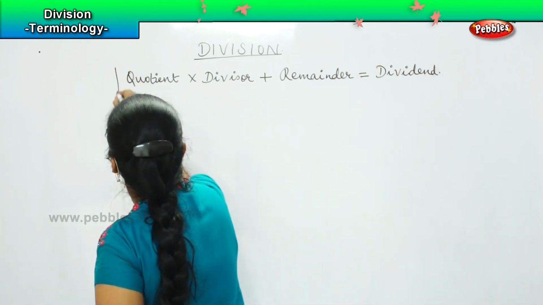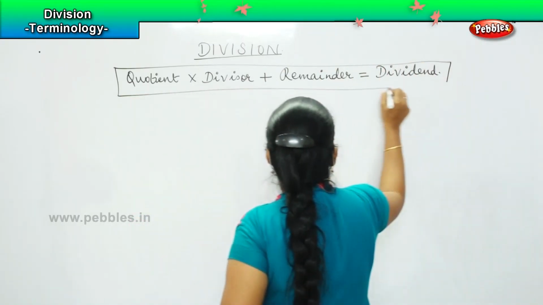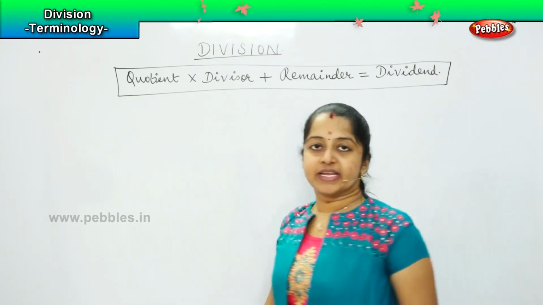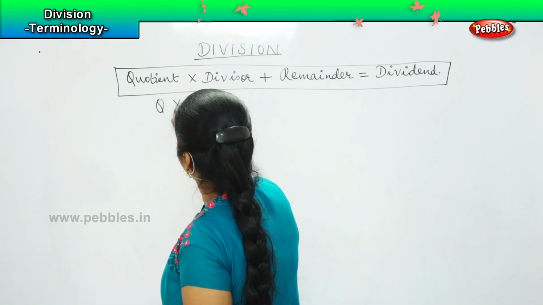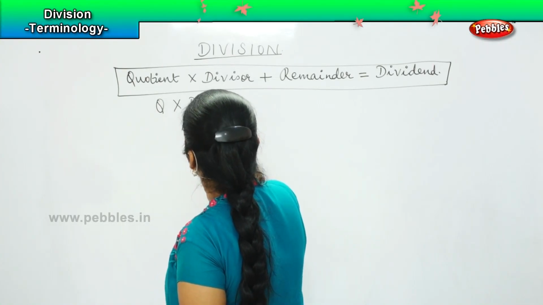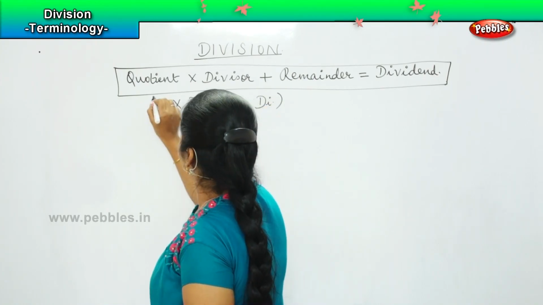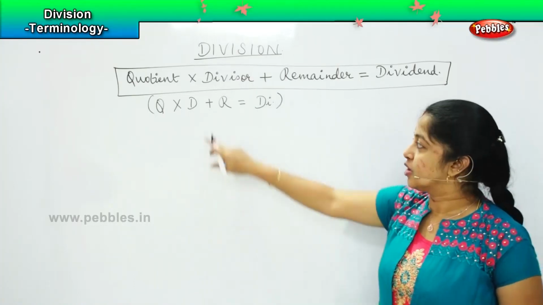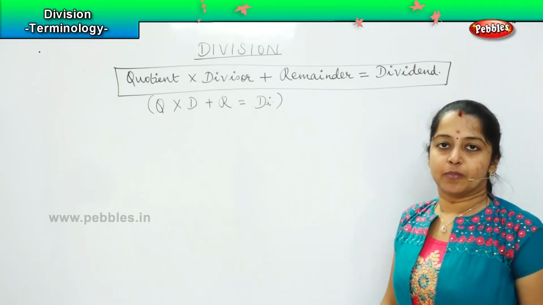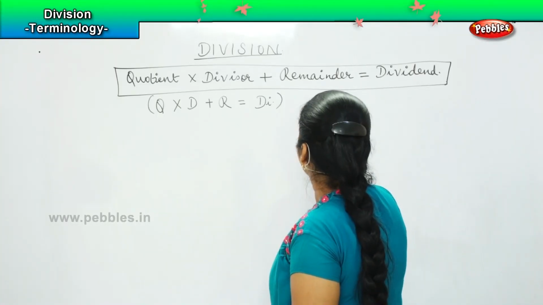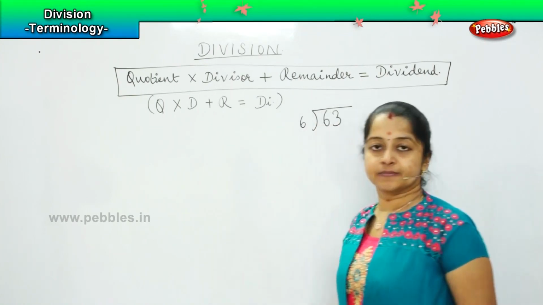So this is a very important formula, children, which we will be following in our division in order to see whether the answer that we have derived is right or wrong. Okay. So repeat again, quotient into divisor plus remainder will give me my dividend. I am writing the short form of dividend as DI. The reason is because even for divisor I have written D. Okay. So let's understand this with the help of an example. Now, if I write 63 divided by 6.